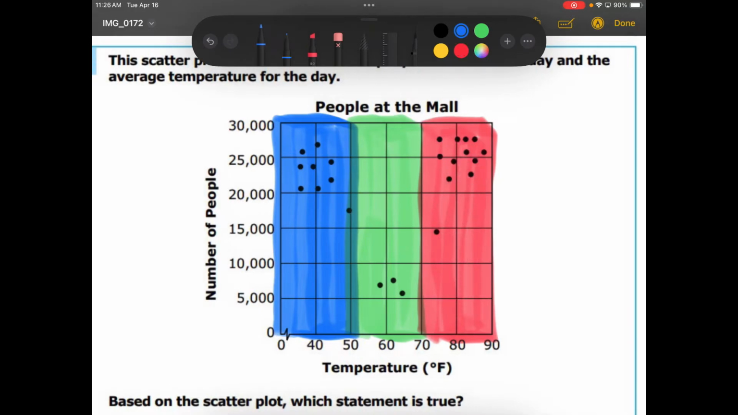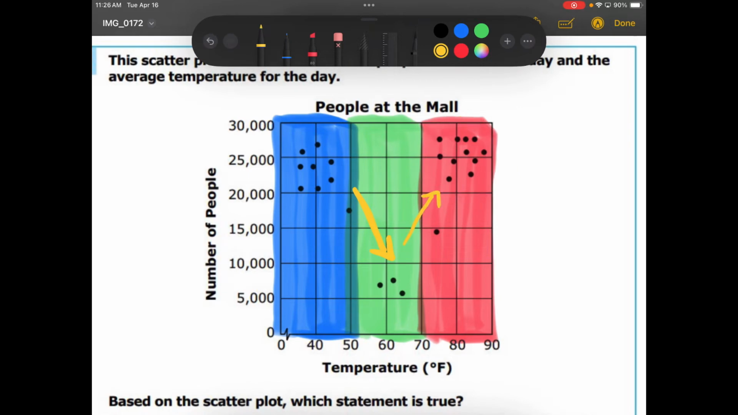Let's analyze this. When it's really cold, was there a lot of people at the mall? This is the amount of people. Now, as the temperature increased, what happened to the amount of people in the mall? It decreased. So then it warmed up a little more. What happened to the amount of people in the mall? It increased.